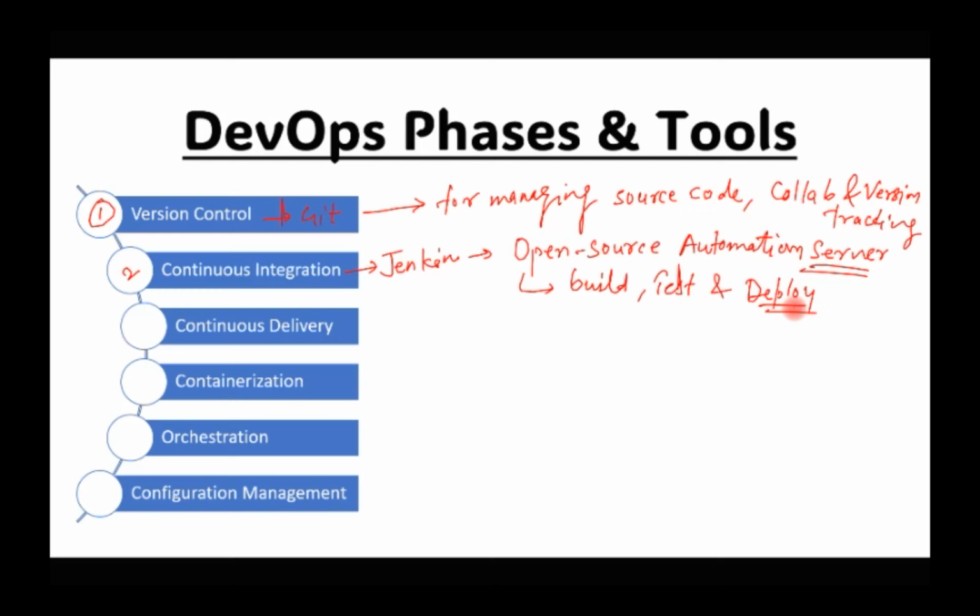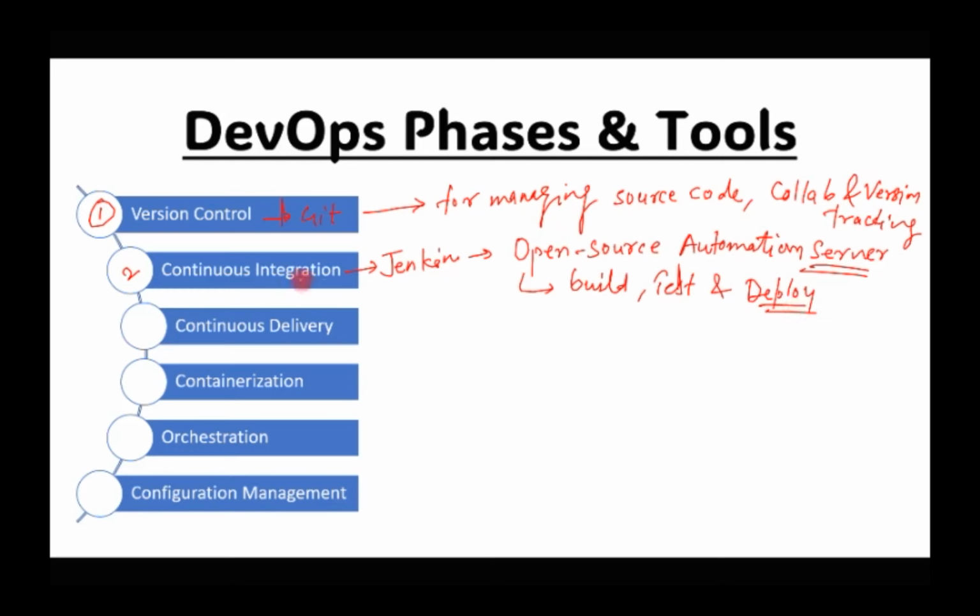In the real world, a developer pushes code changes to a remote repository, like we mentioned in the version control system. Then Jenkins automatically triggers a build process, including compiling, running unit tests, and packaging the application. If the test is passed, the application is automatically deployed to a staging environment. This continuous feedback loop helps identify and fix bugs at an early stage itself.